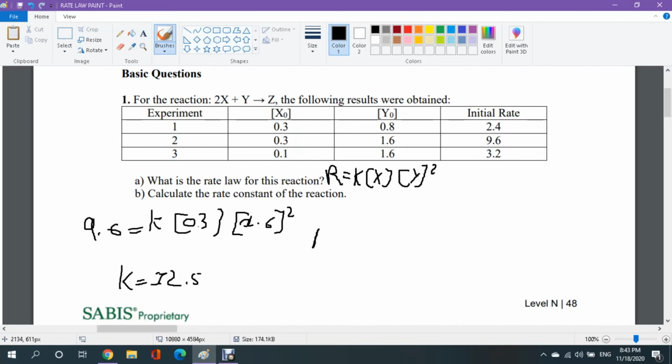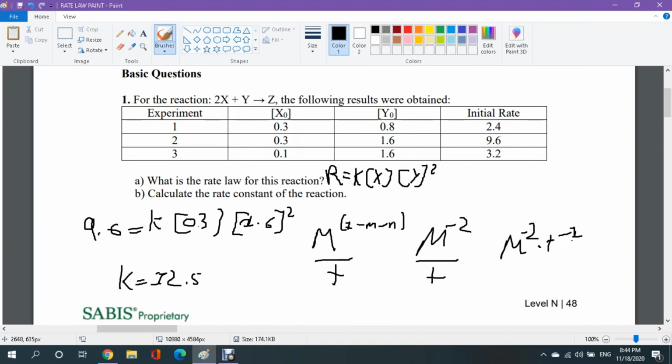Now to find the unit of K, you have to do molar to the power of 1 minus m minus n over time. If you use this formula, you're always going to get the unit for K. So m and n in this case are 1 and 2. So 1 minus 1 minus 2 is equal to minus 2. So molar to the power of minus 2 over time. So this is the unit for K. We can also write it as molar to the power of minus 2 times time to the power of minus 1. So here we put it next to the K. So this is the final answer here.